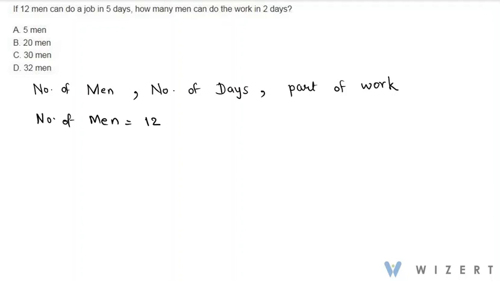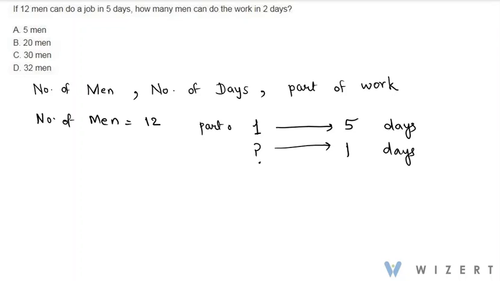So we'll keep number of men as 12 and they can do the entire part, that is the entire work, in 5 days. So these 12 men can do how much of work in 1 day? These are days. This is part of job, part of work or job. So these are number of days, and number of men are constant.